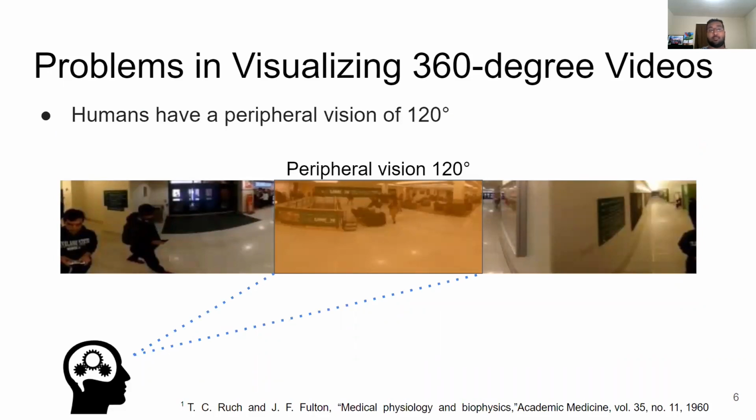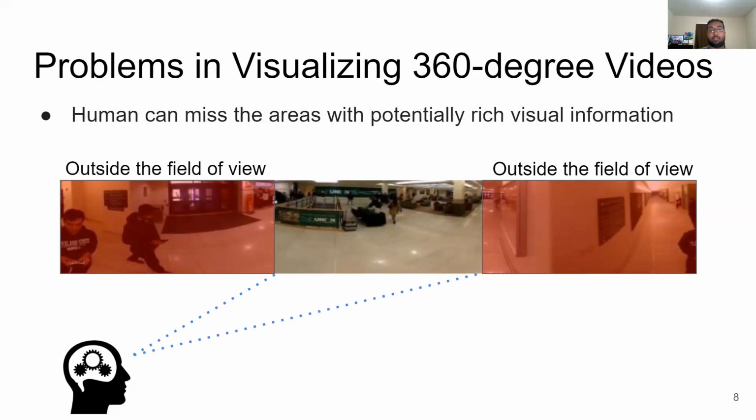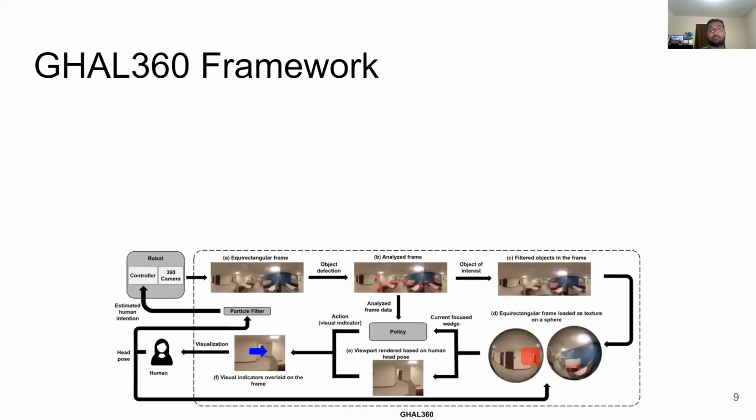Humans typically have a peripheral vision of about 120 degrees. Outside the peripheral vision, the human eye cannot visualize anything. HMDs are designed to mimic the human vision system. HMDs also typically have a field of view between 90 to 120 degrees. Hence, out of the 360 degrees, about 240 degrees is out of the field of view. This results in the human missing the information available outside the field of view. The gap between the 360-degree video capturing and the difficulty of humans to process the all-degree view motivates our research.